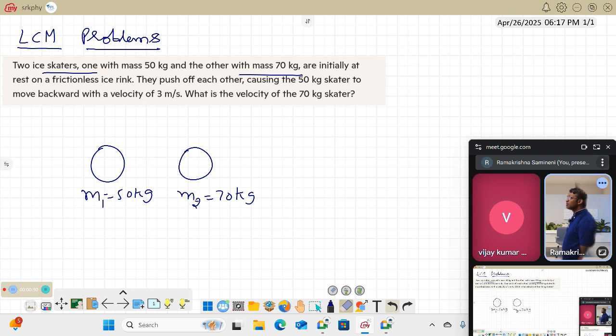Two persons are initially at rest. Initially at rest means both are at rest. That means u1 is equal to 0, u2 is equal to 0. Initially means the initial velocities are 0.